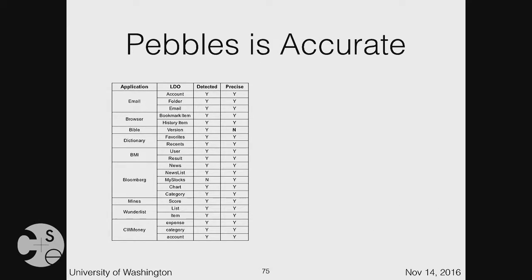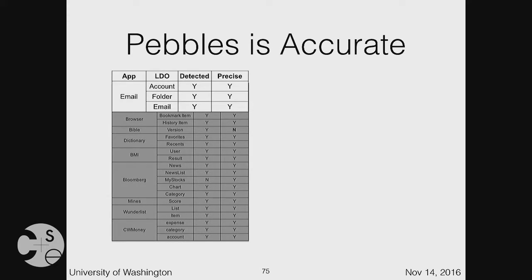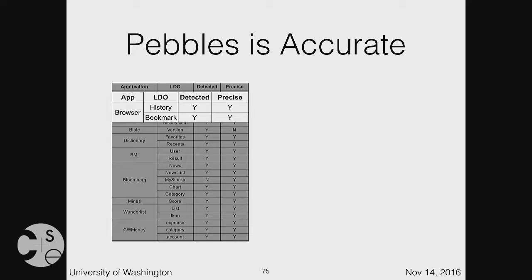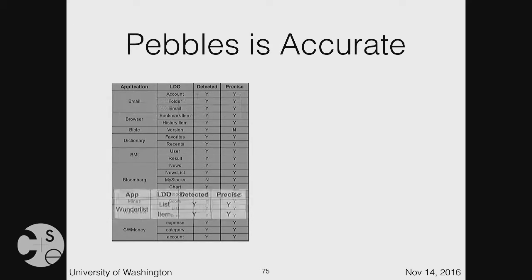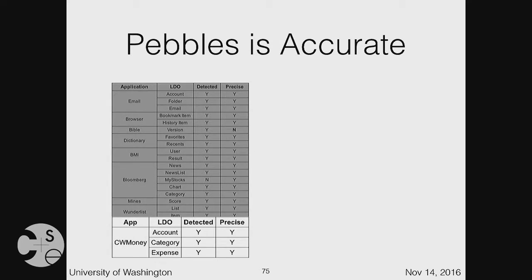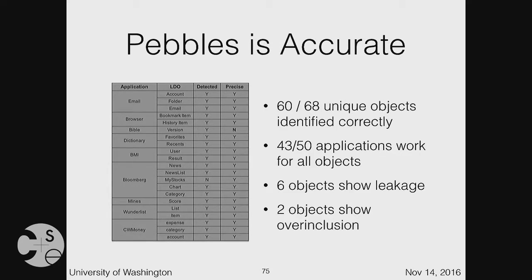So to study the accuracy of Pebbles, we evaluated on 50 popular Android applications by hand, where we manually identified 68 unique kinds of objects. And we identified most of them correctly, including many that aren't even shown on this slide. But to breeze through these, in the case of email, we found the accounts, folders, and messages. In the case of browsers, we found groups of history items and individual bookmarks. In the to-do list application, we found lists and items. In the personal finance application, we found the accounts, categories, and expenses.